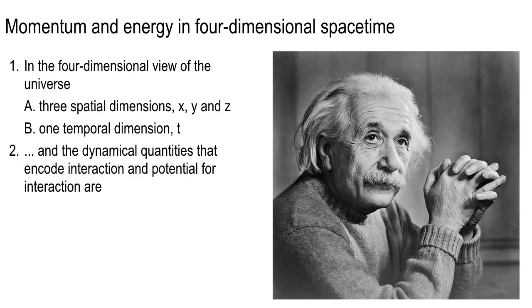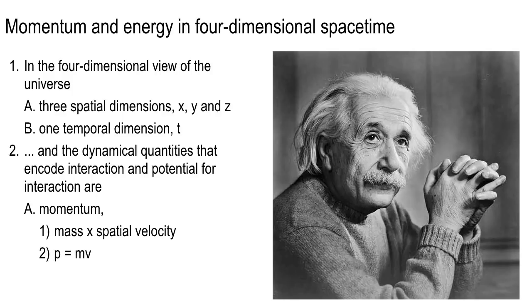The dynamical quantities that encode interaction and potential for interaction are 2. The first dynamical quantity is momentum, that we've just been working with. Momentum is defined as the mass of an object times a spatial velocity. So what I mean by that is P equals mv, and the vector v can have an x component, a y component, and a z component.